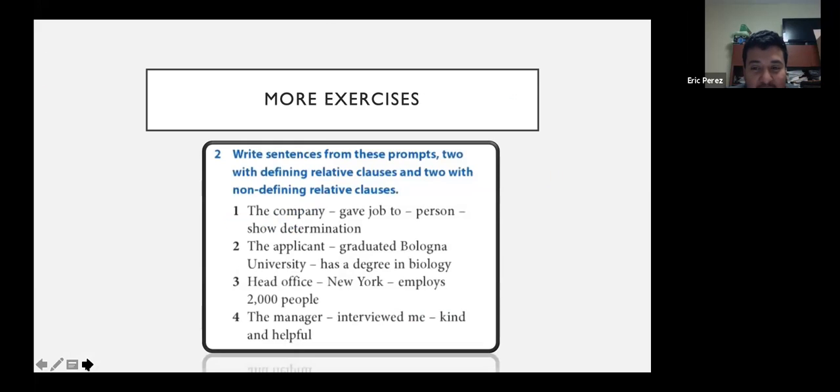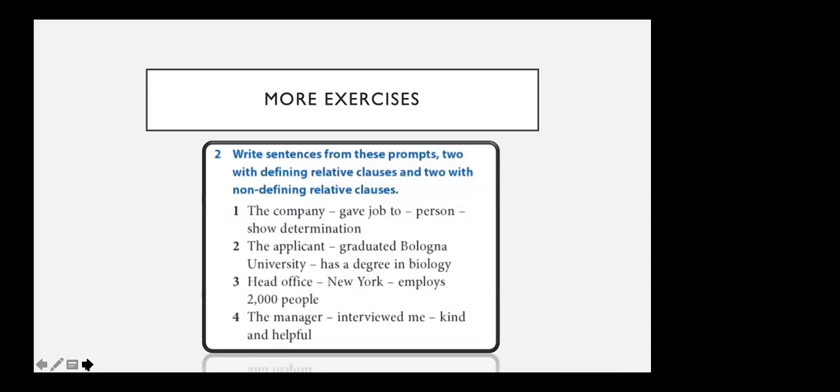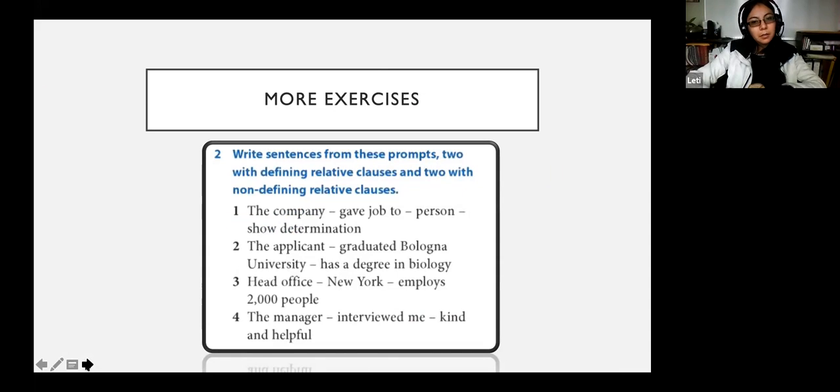I'm still having trouble with identifying the details to differentiate the non-defining and defining. So did we. I have an example. Can I share it? Sure, of course.